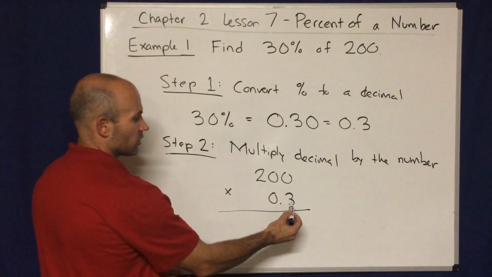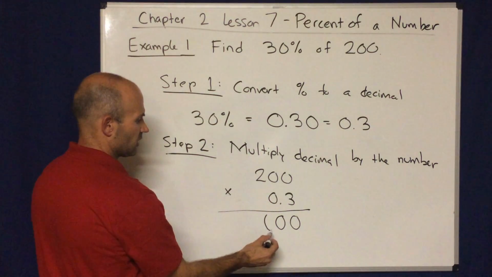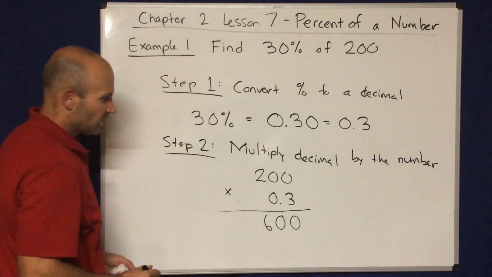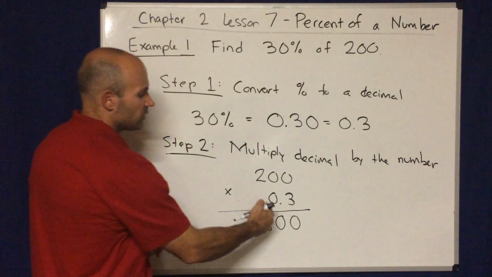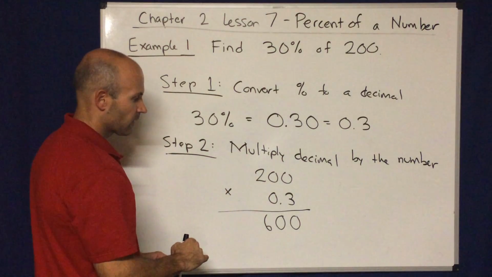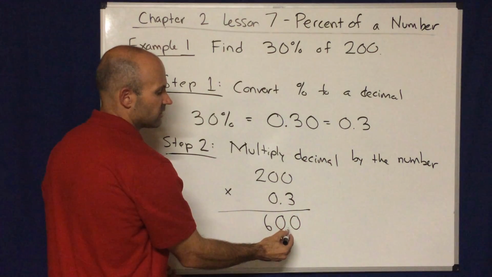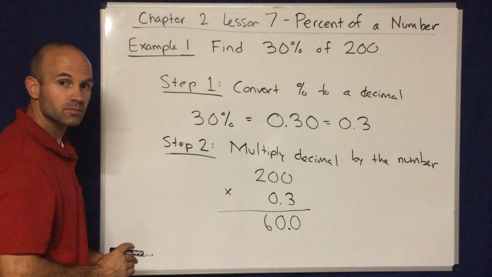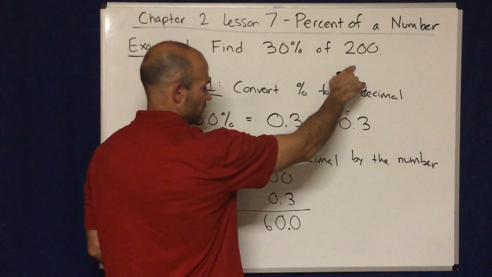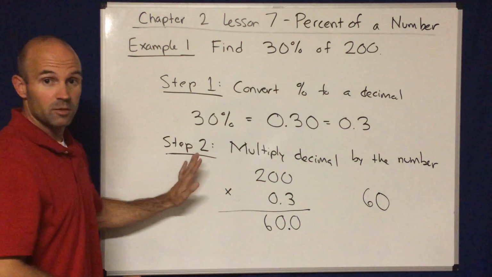Okay, so we do our multiplication. 3 times 0 is 0. 3 times 0 is 0. 3 times 2 is 6. It always goes fast to watch someone else do multiplication, so if that went quick, that's okay. The last bit is to make sure my answer down below accounts for any decimal places that I see up here. In total, I see just 1 decimal place, so my answer must also have that 1 decimal place. This now is your final answer. 30% of 200 is 60. So just 2 short steps, but we need to be careful in both.